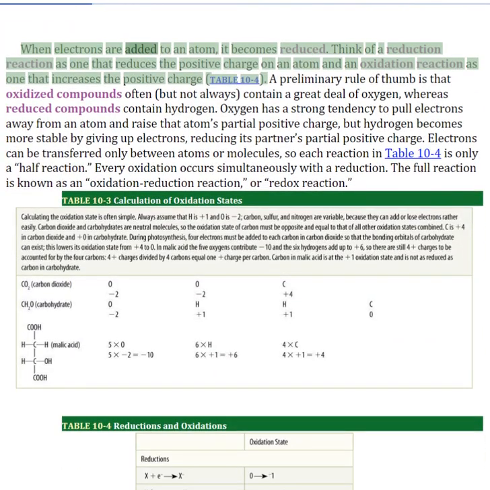When electrons are added to an atom, it becomes reduced. Think of a reduction reaction as one that reduces the positive charge on an atom and an oxidation reaction as one that increases the positive charge.